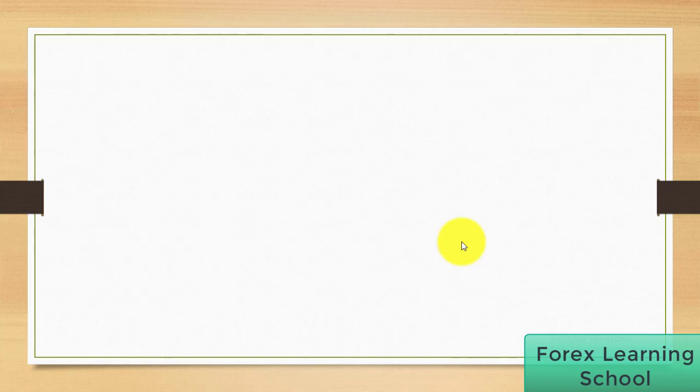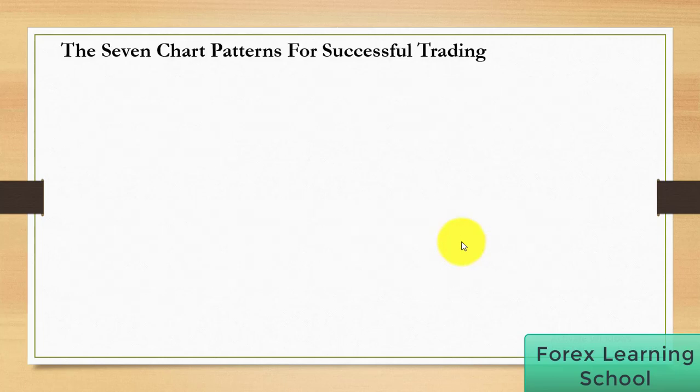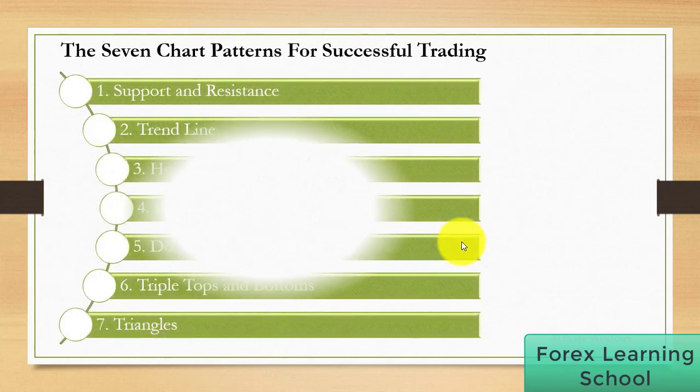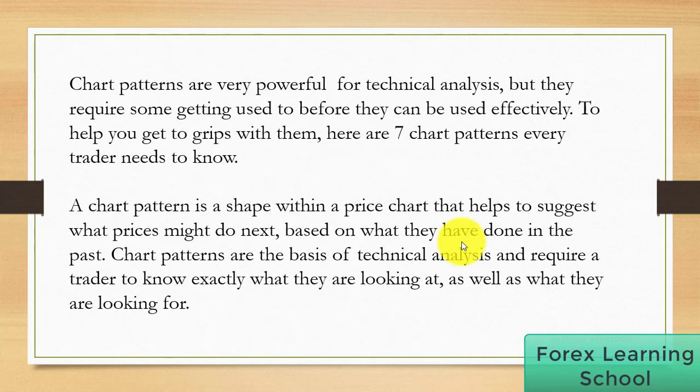The 7 chart patterns for successful trading. 1. Support and resistance. 2. Trend line break and reversal. 3. Head and shoulders. 4. Fibonacci retracements. 5. Double tops and bottoms. 6. Triple tops and bottoms. 7. Triangles.